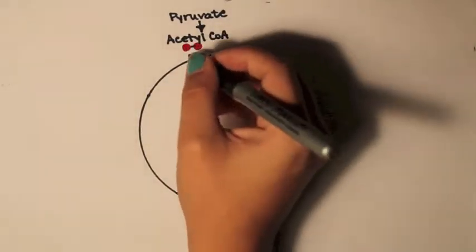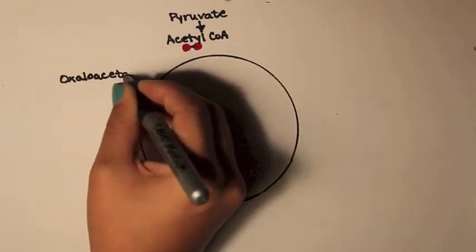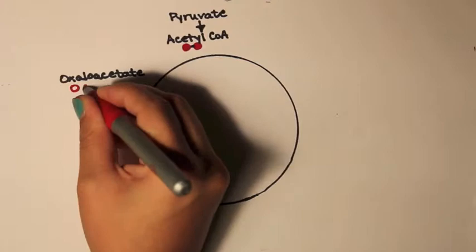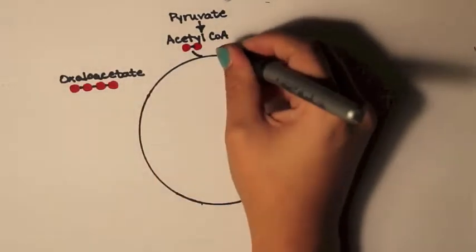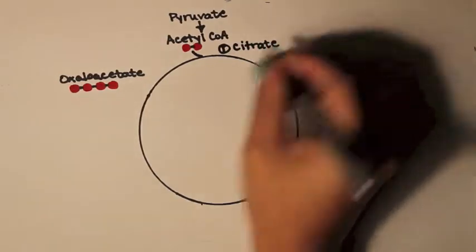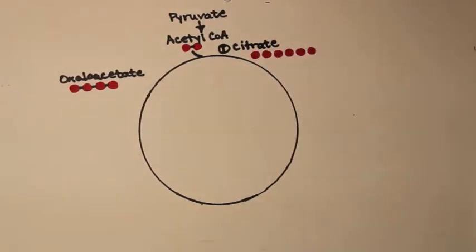Acetyl-CoA is a 2-carbon molecule and combines with oxaloacetate, which is a 4-carbon molecule. Together, they make citrate, which is the first step of the citric acid cycle. Now it is a 6-carbon molecule. The enzyme used for this step is citrate synthase.